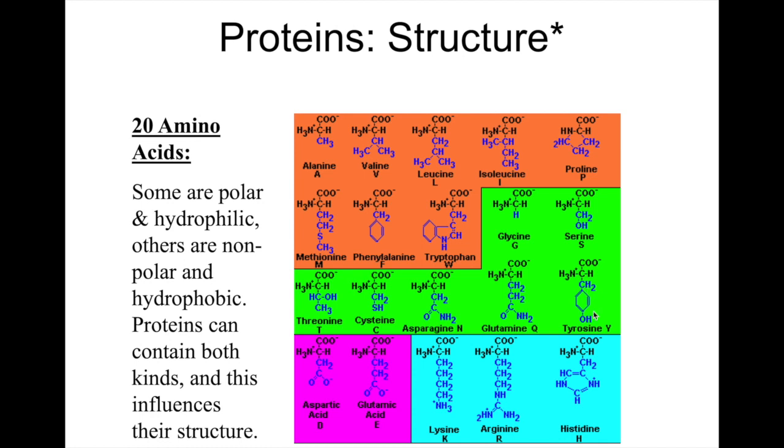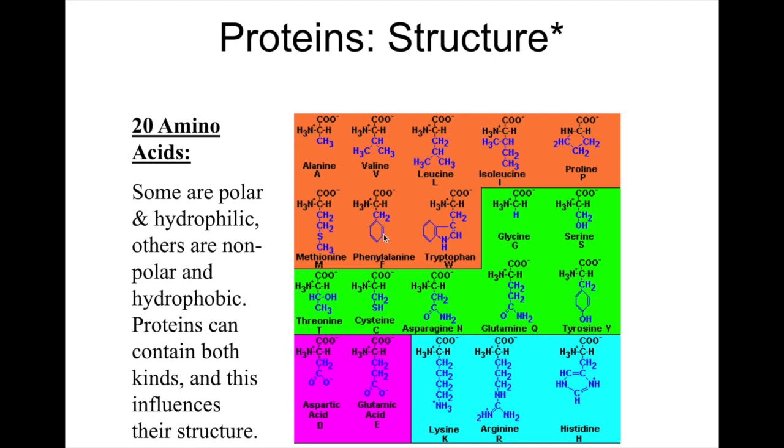Tyrosine has an OH, a polar part of that molecule. Asparagine has a nitrogen and an oxygen, making that polar. Sulfur hydrogen, not really very polar. Glutamic acid, very polar. Aspartic acid, very polar because of the oxygens. With the nitrogens, these are polar. And then we have the non-polar ones, phenylalanine, very non-polar.